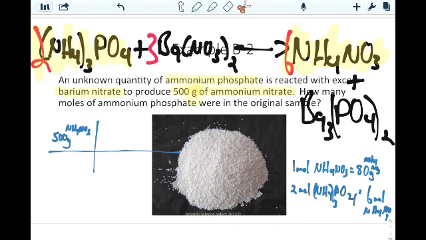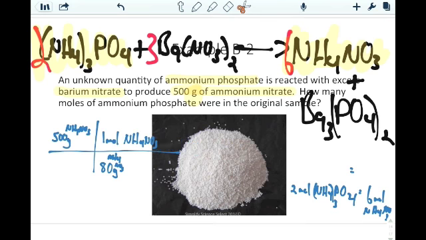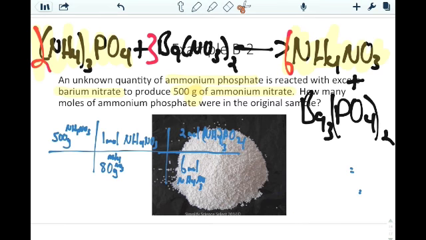Now that we have everything set up, we can set it up in our stoichiometric relationship, or dimensional analysis, over here. So 80 grams goes on the bottom, which equals 1 mole, which goes on the top. Now that we have it in moles, we can convert into our moles of ammonium phosphate. So the 6 moles goes on the bottom because that's what we originally have, and the 2 goes up on the top.